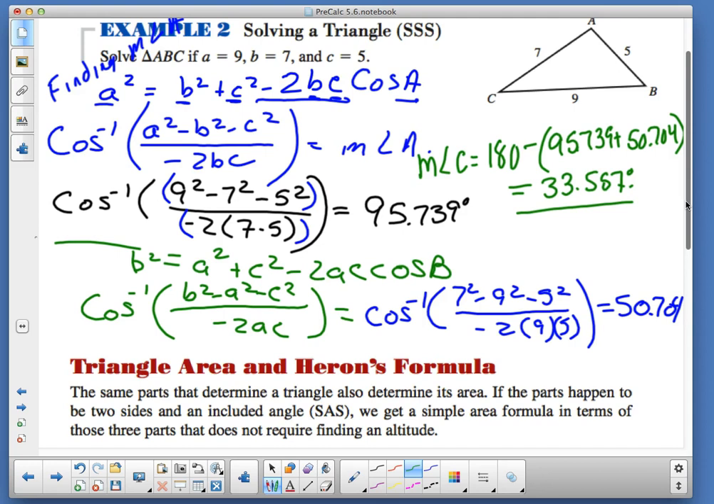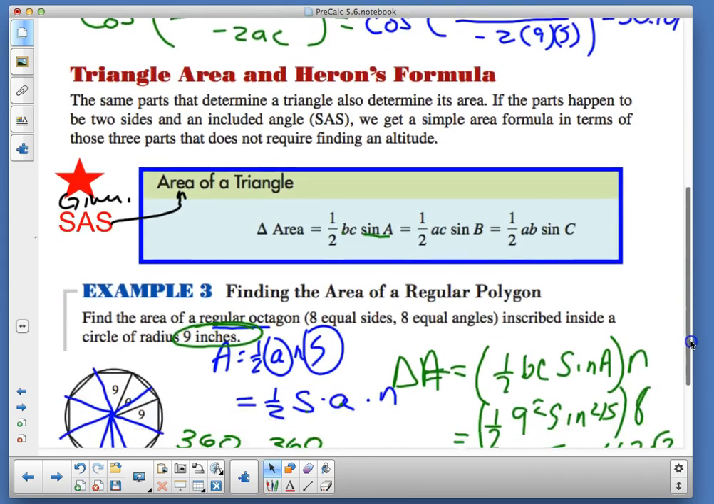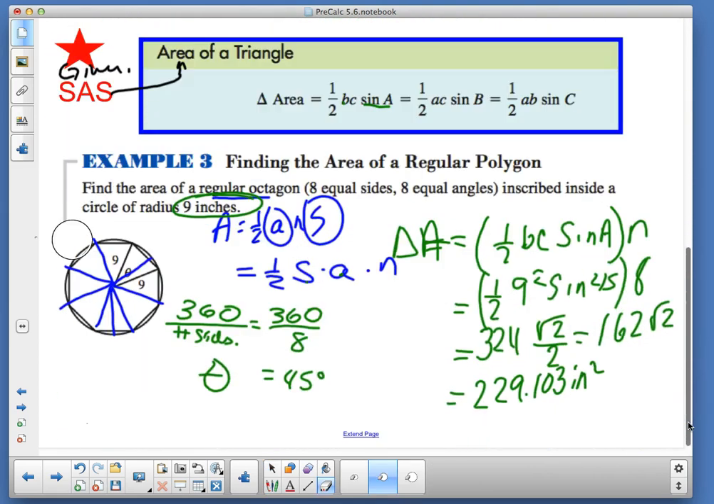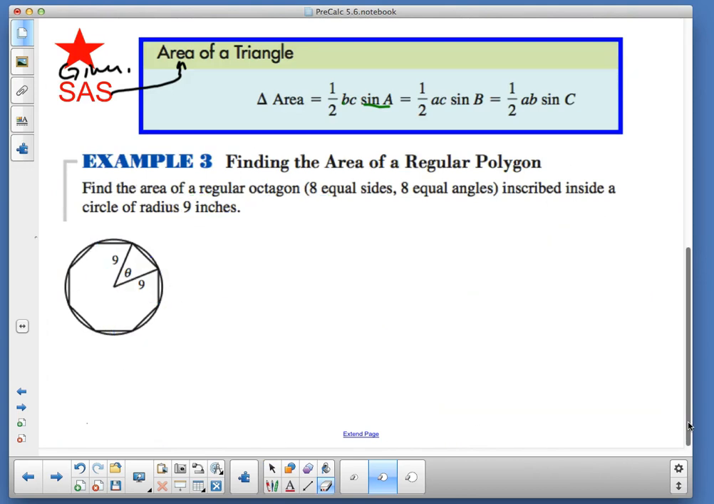Okay. Now, the next two things are triangle area formulas. One is working with sine and the two sides that make the angle, and the other one is working with something called Heron's formula. So we got just two examples left here. First one is working with central angle here.